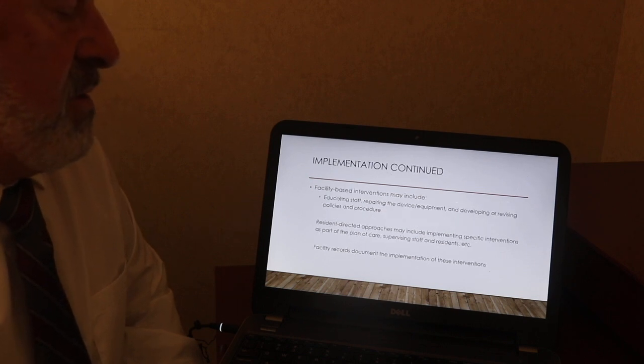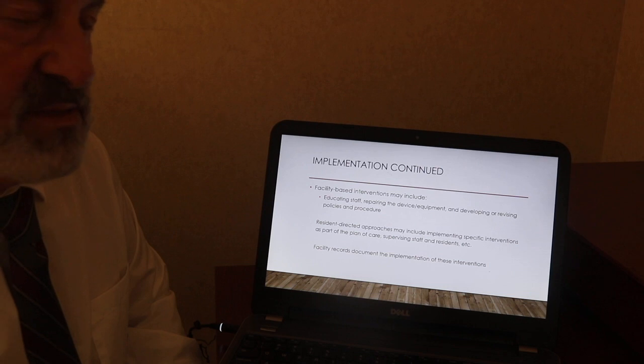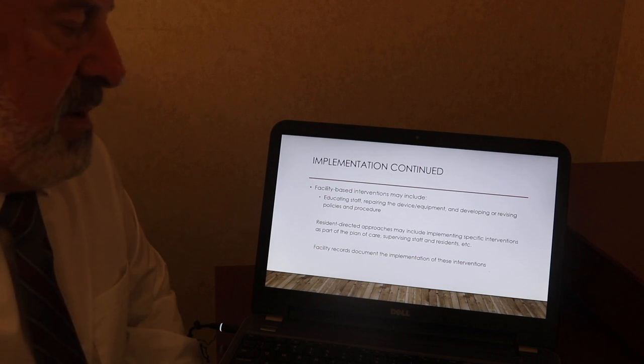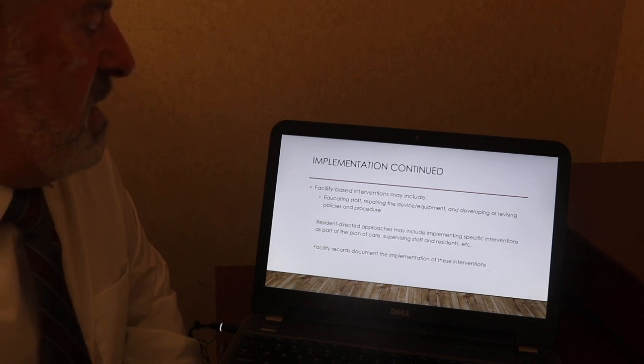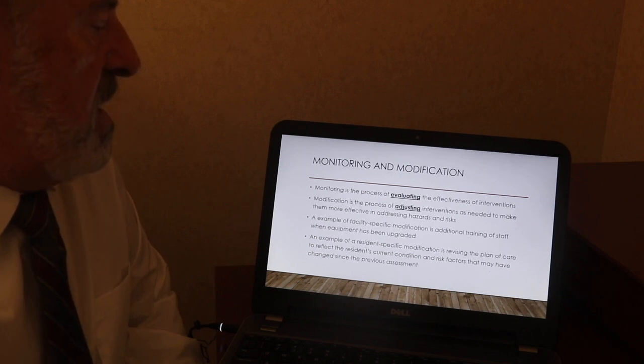Facility-based interventions could include educating staff, repairing the device or equipment, and developing and revising policies and procedures. Resident-directed approaches may include implementing specific interventions as part of the plan of care, supervising the staff and residents, etc. Facility records document the implementing of such interventions.